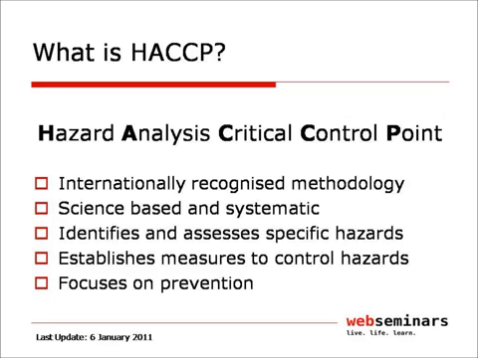What is HACCP? HACCP stands for Hazard Analysis Critical Control Point. HACCP is an internationally recognised methodology for preventing food safety hazards. It's a system which identifies, evaluates and controls hazards which are significant for food safety. HACCP focuses on prevention rather than relying mainly on end product testing. The concept of HACCP is to prevent hazards at the earliest point in the food production process.